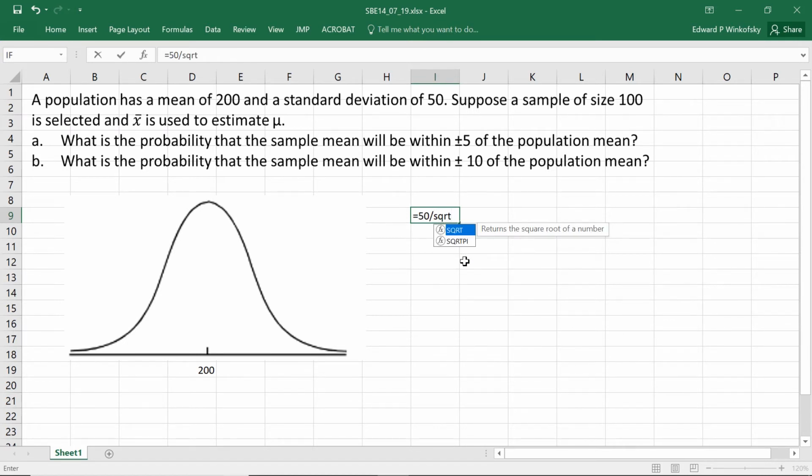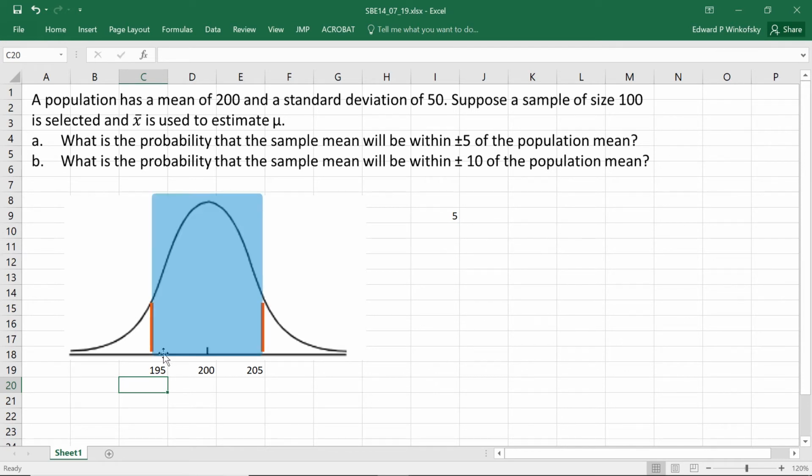of the sample size. And that's going to be 100. So when I make that calculation, the standard error is going to be 5. So now we want to know what's the probability that the sample mean will be within plus or minus 5 of the population mean. So I can think about that as sort of putting over here 205 and over here 195. And if I think about drawing a line straight up from that 205 and a line straight up from the 195, what I want to know is what's the area in between those two.